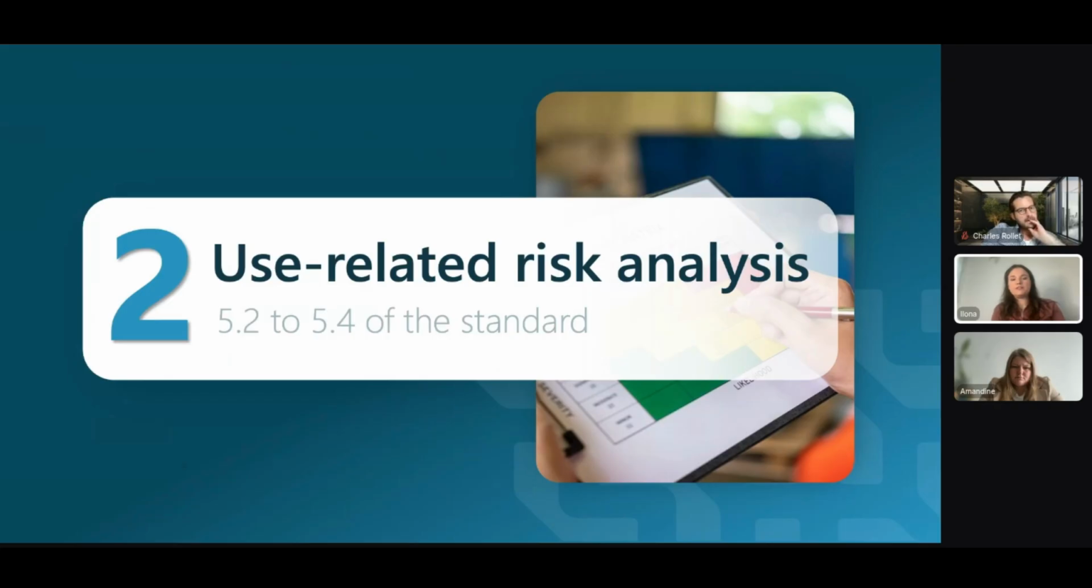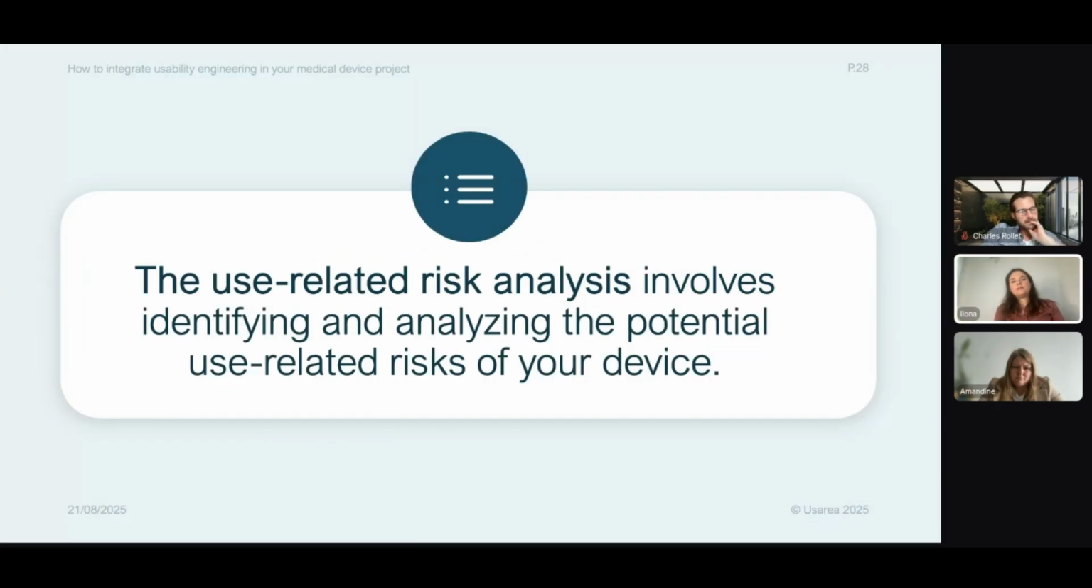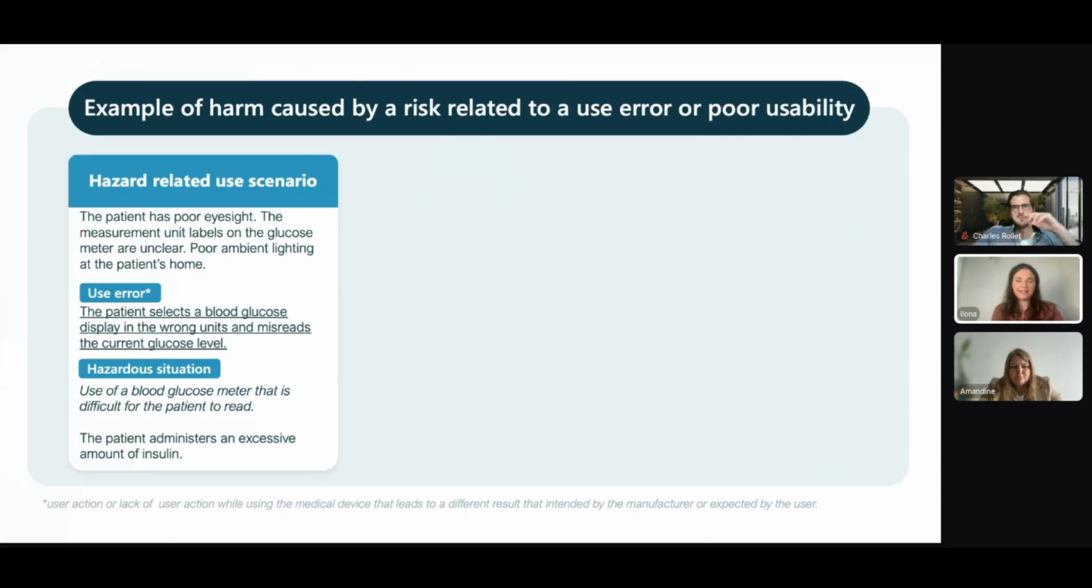The second step is the use-related risk analysis. Globally, it involves identifying and analyzing the potential use-related risks of your device. So there are the risks with use error. What we call use error is a user action or a lack of user action while using the medical device that leads to a different result than the manufacturer intended or than was expected by the user. And as always, it's better to understand with an example. So let's take the example of a harm caused by a risk related to use error or poor usability.